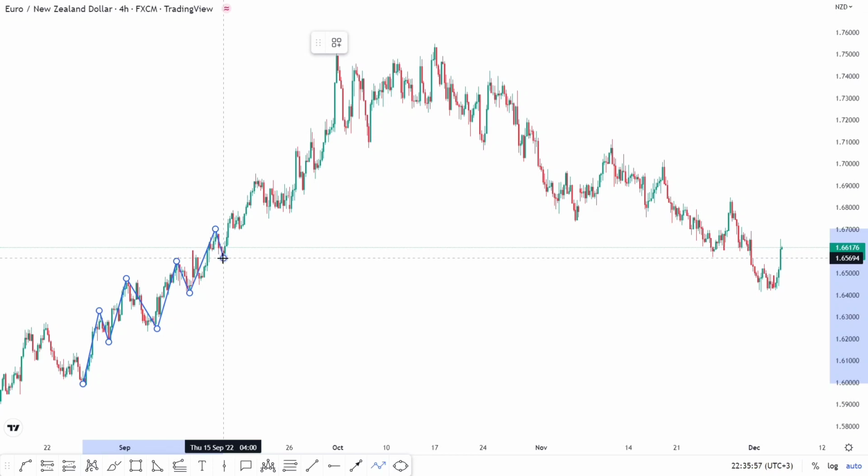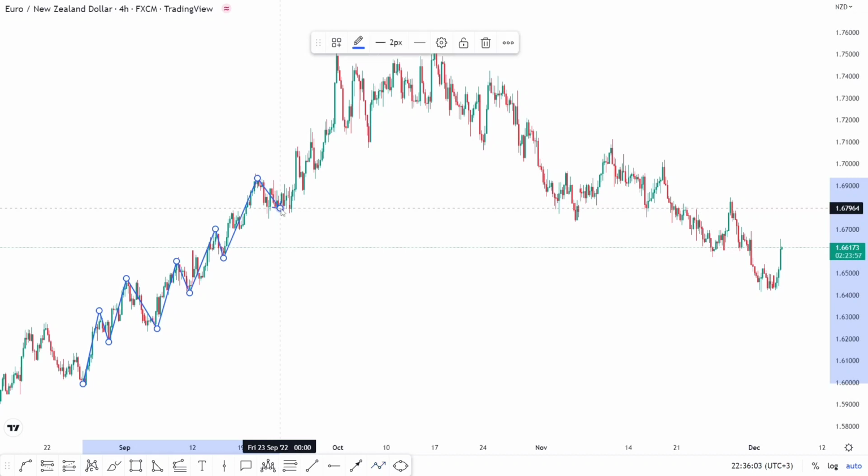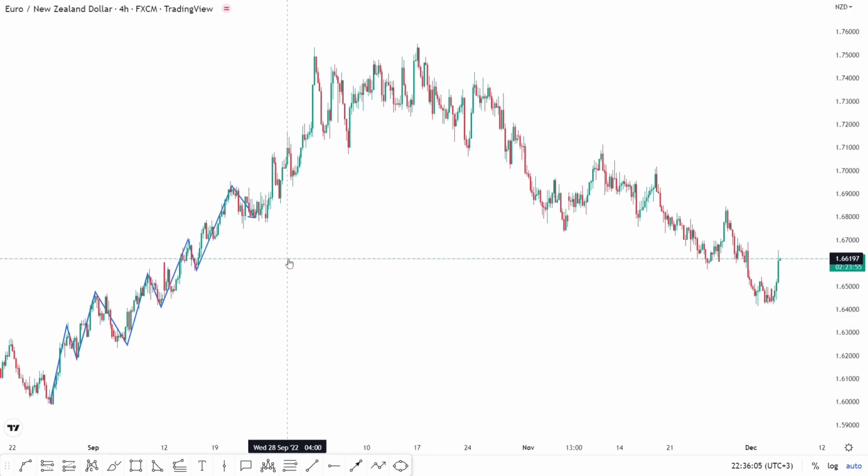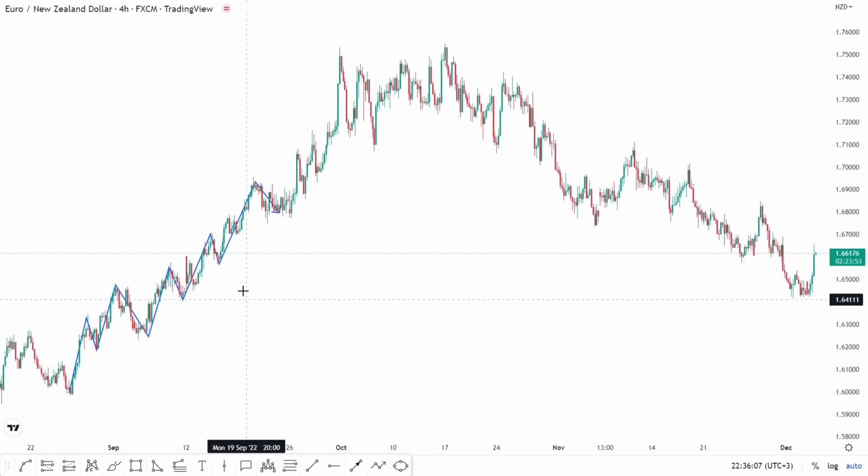If it's an uptrend, you want to mark the higher highs, higher lows. If it's a downtrend, you want to mark the lower highs and the lower lows. So anytime that price trades back to this starting point of the impulse move, we consider that a demand zone. So we are anticipating that price will continue pushing higher anytime it comes here. But of course, we wait for confirmation.